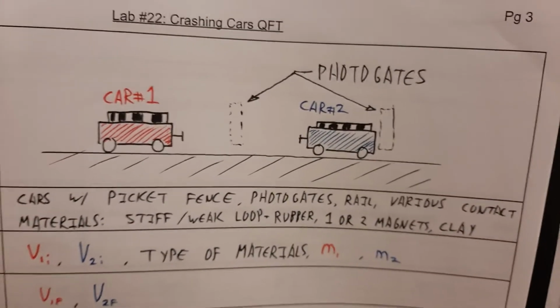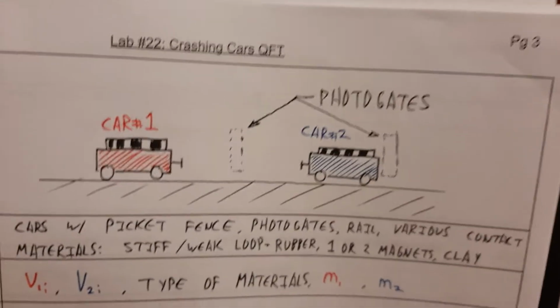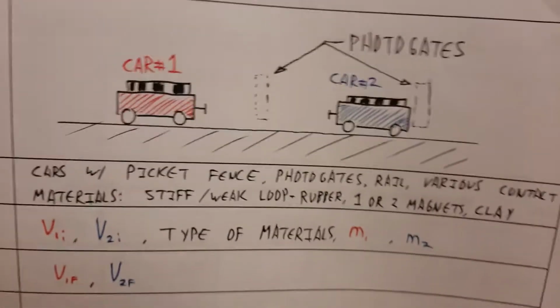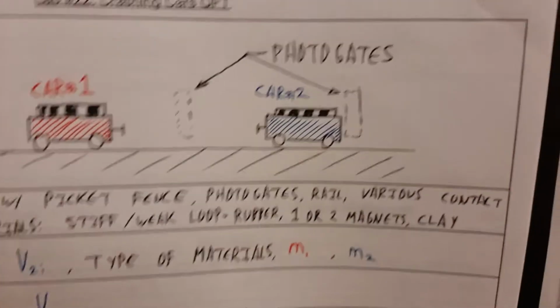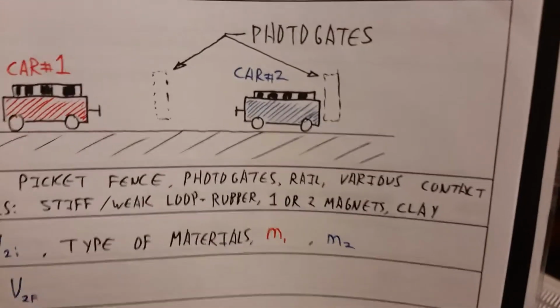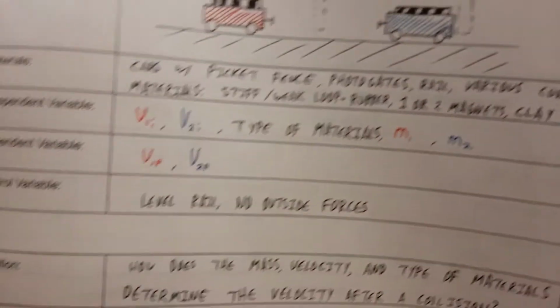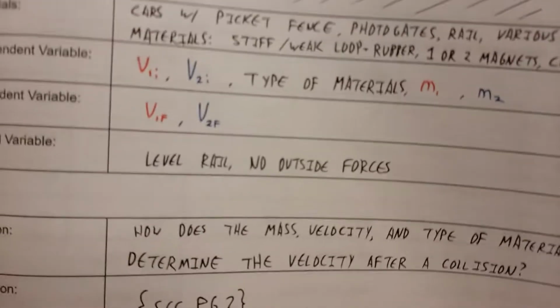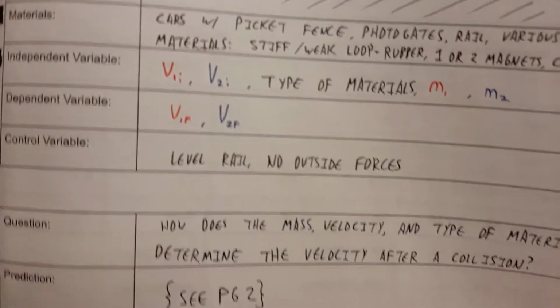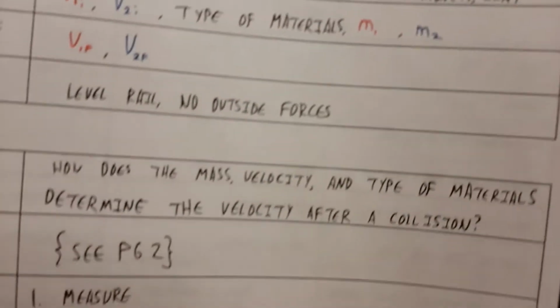Welcome. This is lab number 22, crashing cars. I've mocked up what this lab looks like, where a red car will knock into a blue car with some photo gates in between them to pick up their initial velocities. From that, we are going to be measuring the final velocities and looking for some sort of patterns in how we might predict the final velocities of cars that are involved in a crash.